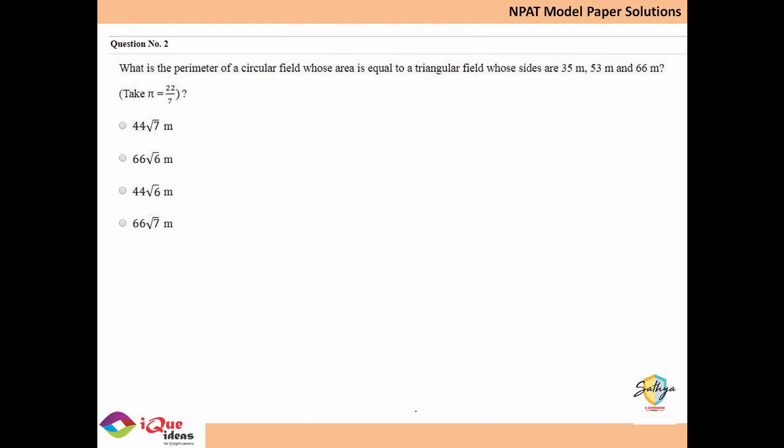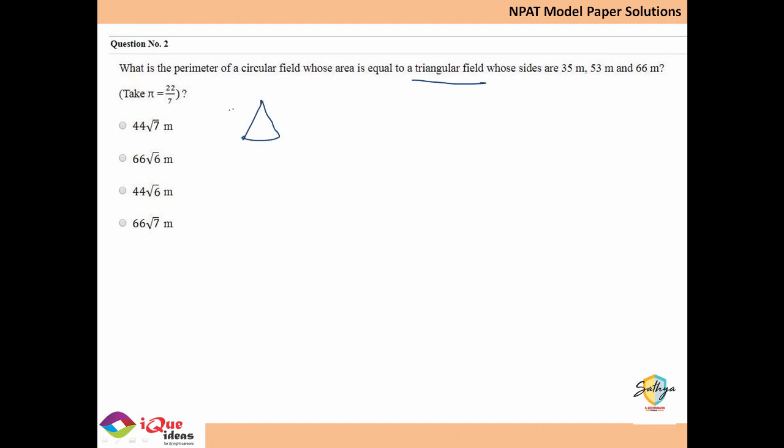It is given, what is the perimeter of a circular field whose area is equal to a triangular field whose sides are 35, 53 and 66. So it looks like a very typical question of mensuration, area and volume, but actually it's a very simple problem, right? So first I need to find out the area of a triangular field.